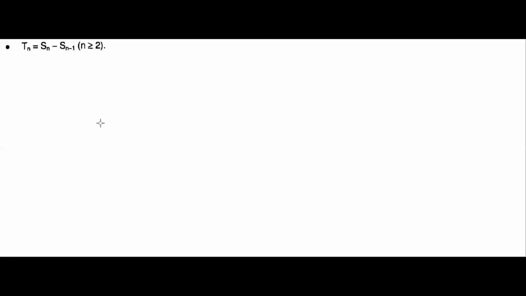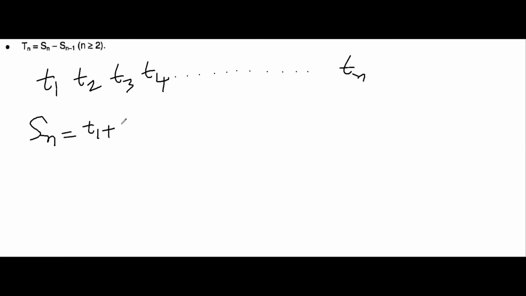Fine. So next point what we have is Tn is equal to Sn minus S of n minus 1, where n is greater than or equal to 2. It means what? It means I have T1, T2, T3, T4, like that I have say Tn. So Sn will be what? It will be T1 plus T2 plus T3 plus T4 plus all these terms till Tn.